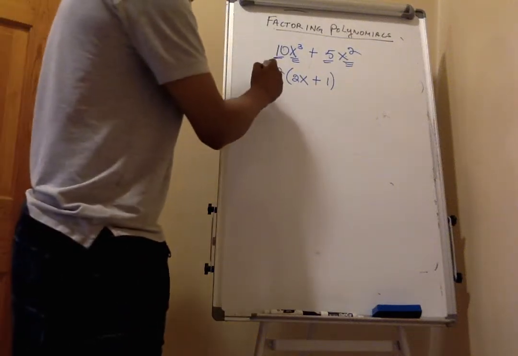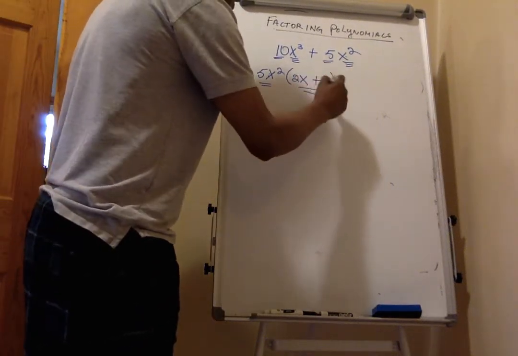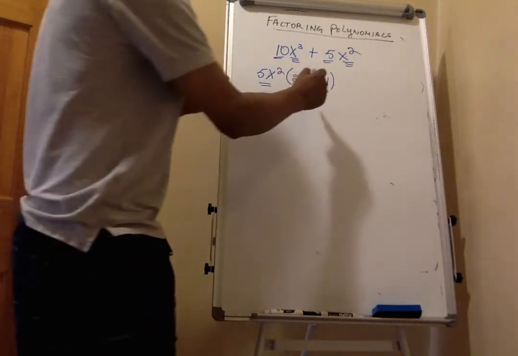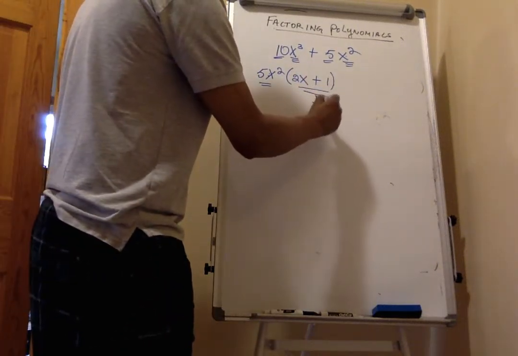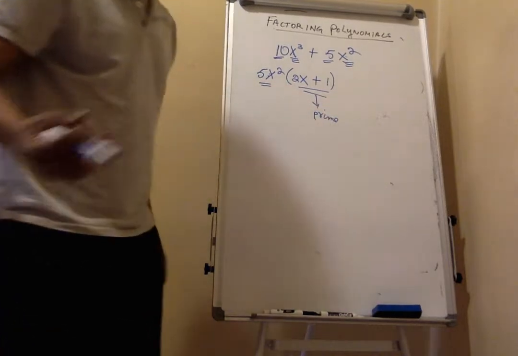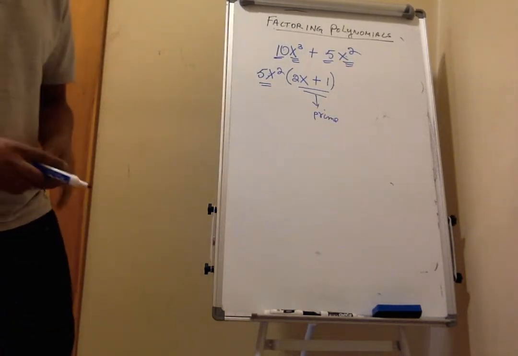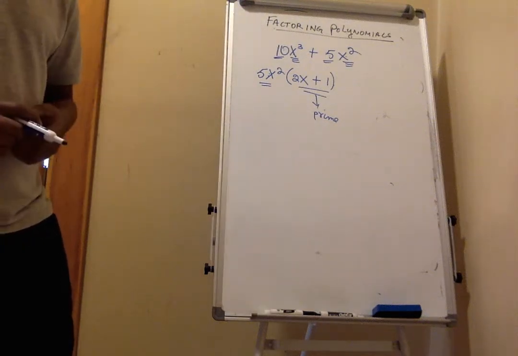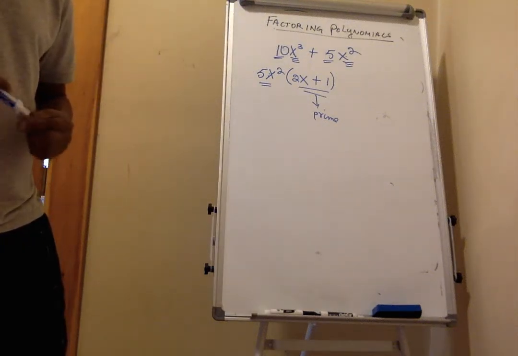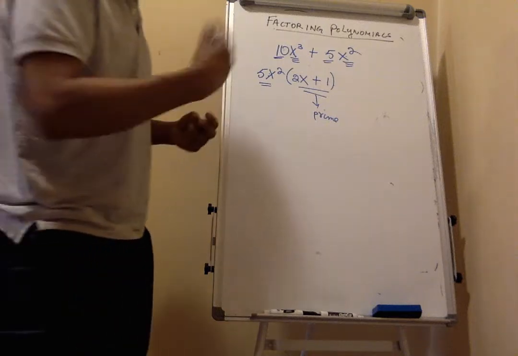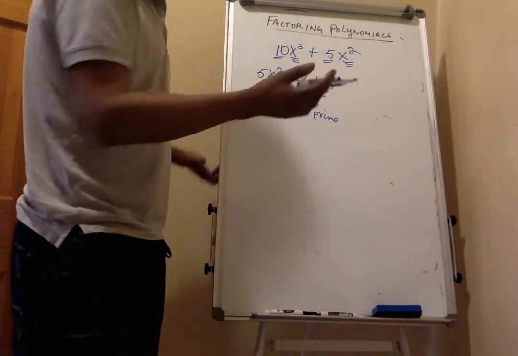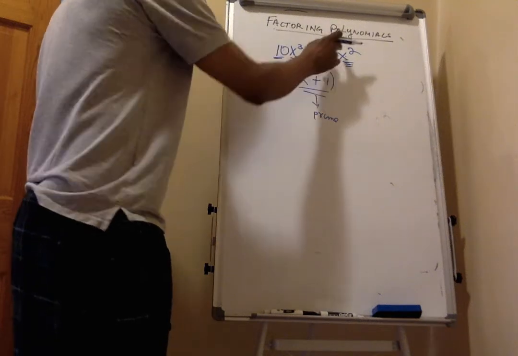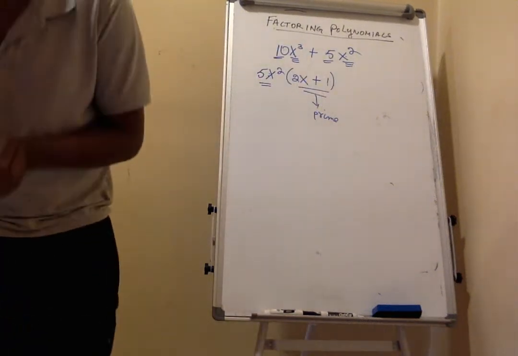Now, look, you cannot factor 2x plus 1. Meaning what? This is prime. Once you take the greatest common factor, what we end up with is a prime, meaning you cannot factor any further. That's what we mean by factoring polynomials. Bringing it back to where it was, if you multiply 5x squared times 2x, it is 10x cubed, and all the way.